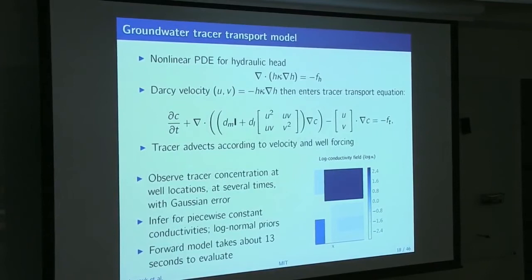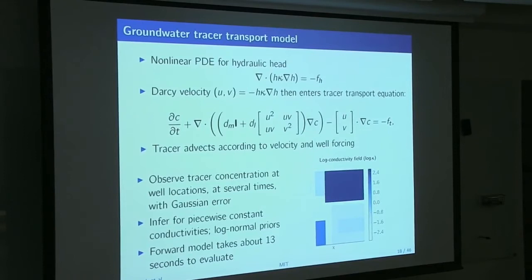For us, this forward model takes about 13 seconds to evaluate serially. So you might laugh at that and say that's not terribly expensive, but if you had to do that 100,000 or a million times, that would be quite expensive.